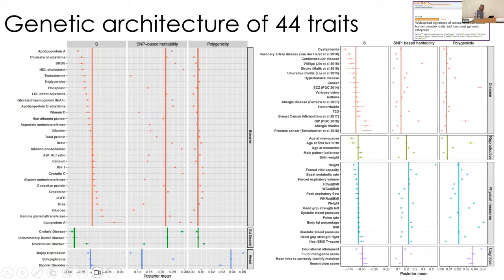And since previously I was contrasting blood biomarkers, gut disorders, and the psychiatric disorders, I just made a plot of those, again showing much higher polygenicity for the psychiatric disorders compared to the gut disorders, and stronger, more negative S coefficients for the gut disorders than the brain disorders.